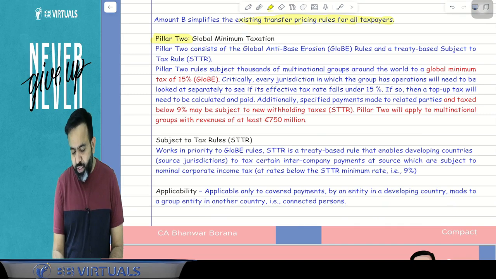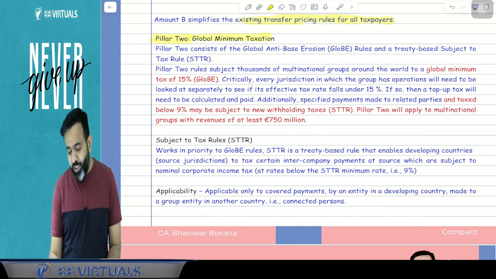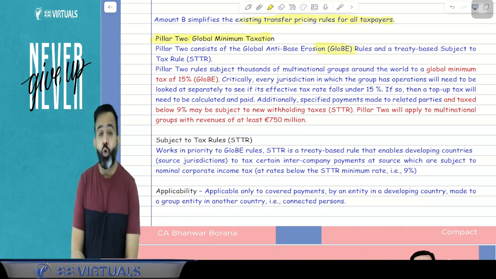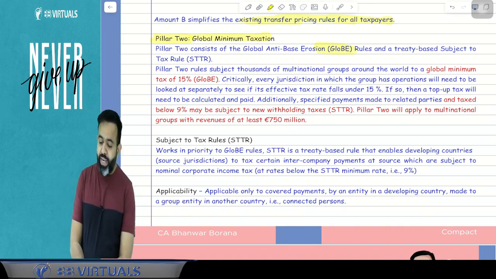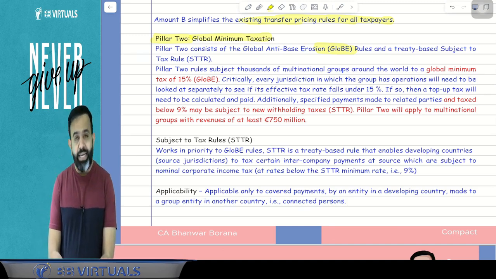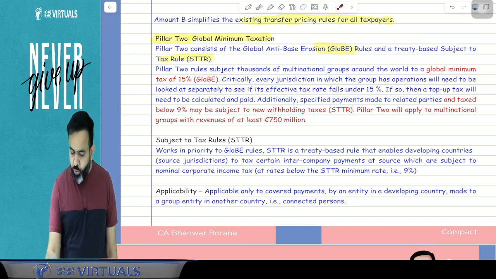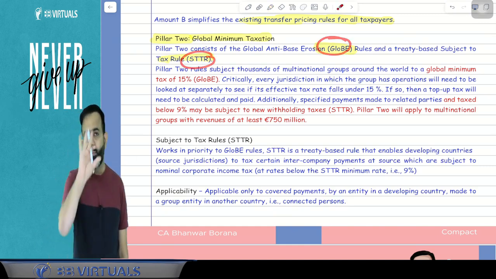And guys, pillar 2 is your global minimum taxation. In pillar 2, they have introduced 2 types of rules. One is the GloBE rule, or I can say the Global Anti-Base Erosion rules. And one is your STTR. STTR means Subject to Tax Rule. Now what is the GloBE rule and what is the STTR rule? I am going to explain to you.